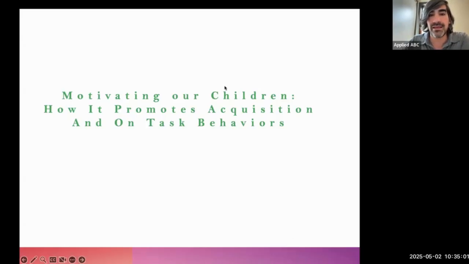So today's topic is motivating our children, how it promotes acquisition and on-task behaviors. Our main technical focus today is going to be on preference assessment and its application. It's going to touch on elements of reinforcement as well. Those are fundamentally intertwined.